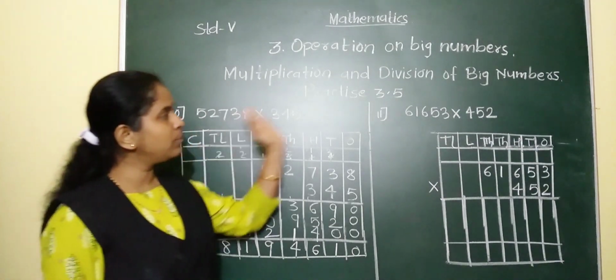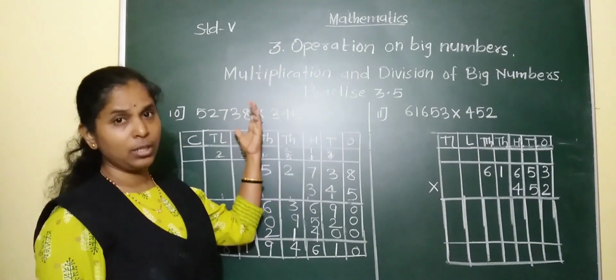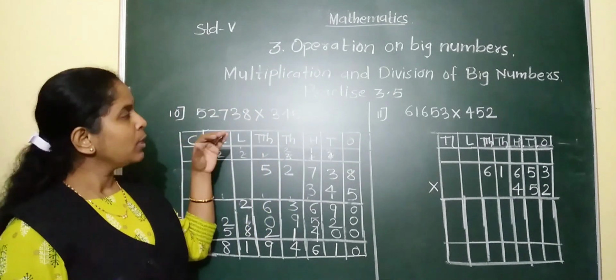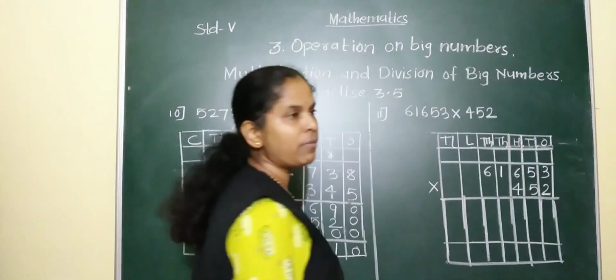Now see, same here. Same means 3-digit numbers. With a 3-digit number we have to multiply. Again, same method is there. Okay. So see here, first we will multiply with 2.